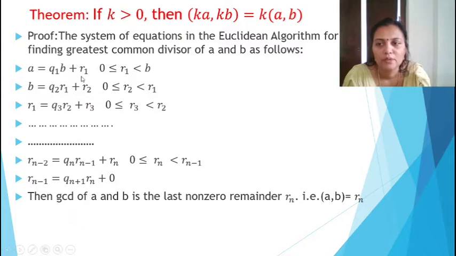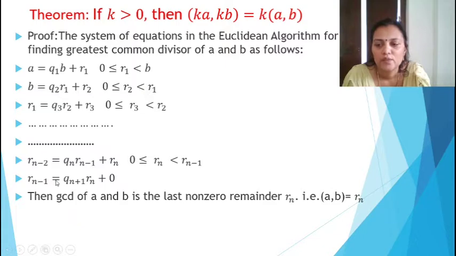By the Euclidean algorithm we could write this: the remainder 0 ≤ r1 < b. In the next step, b = q2 r1 + r2, 0 ≤ r2 < r1. Next, r1 = q3 r2 + r3, 0 ≤ r3 < r2, etc. Rn-2 = qn Rn-1 + Rn, 0 ≤ Rn < Rn-1.